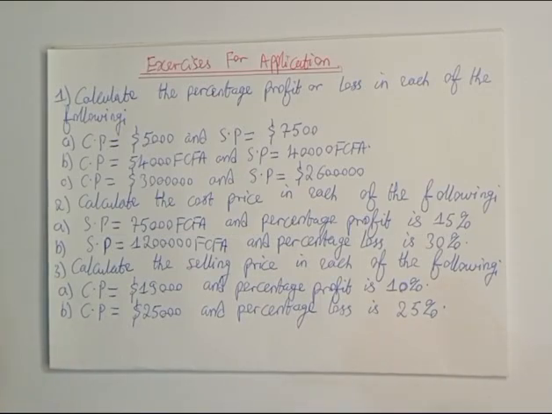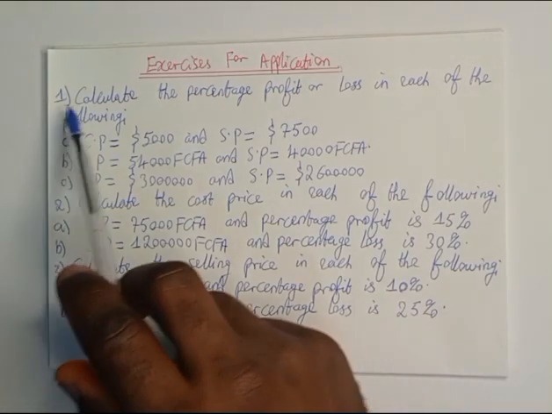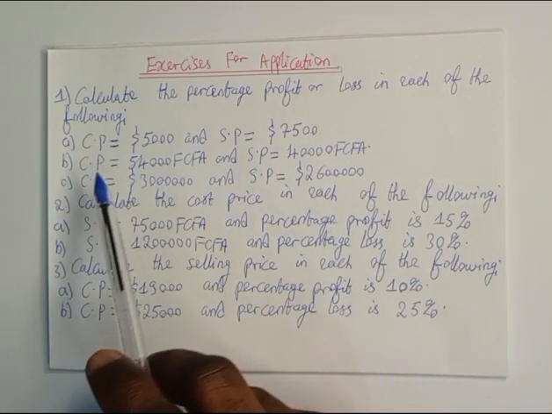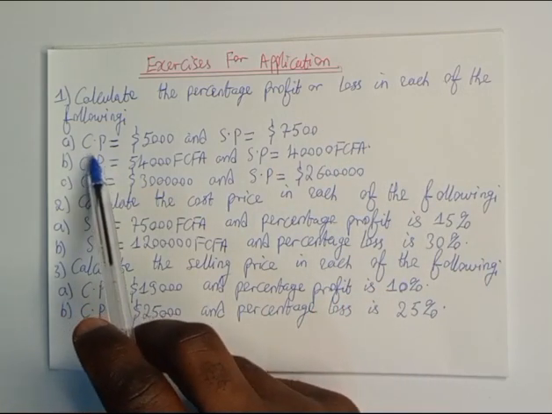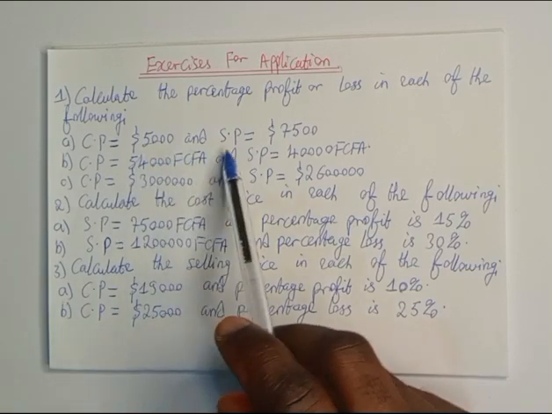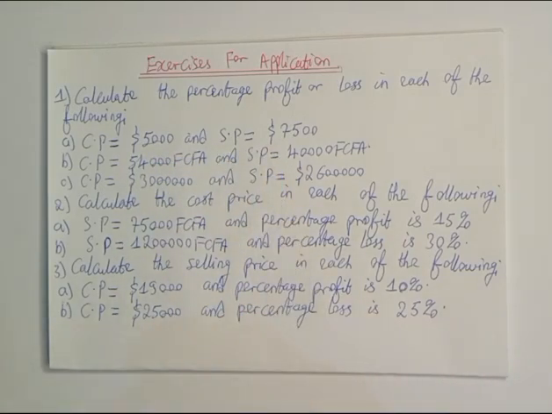We are to answer the following exercises for application on profit and loss. Question 1. Calculate the percentage profit or loss in each of the following. Question A. We have a cost price of $5,000 and a selling price of $7,500. Take solution.